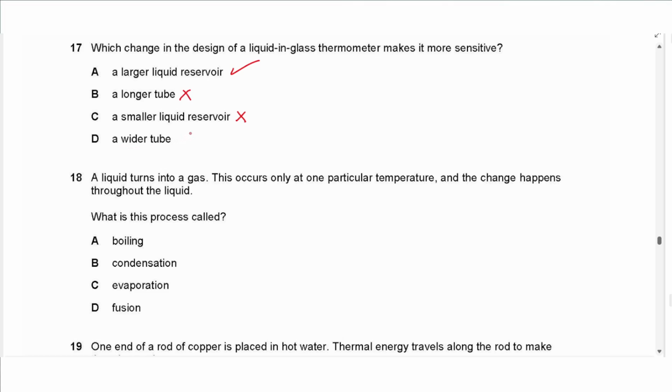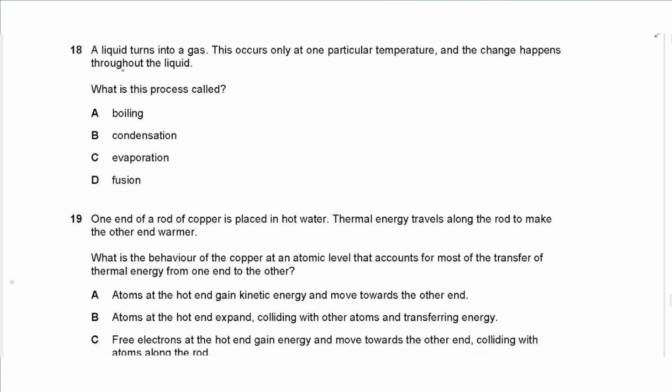A wider tube also decreases sensitivity, so the answer is A. Question 18 says a liquid turns into a gas. This occurs only at one particular temperature, and the change happens throughout the liquid. What is the process called? Boiling, condensation, evaporation, or fusion. So it is either boiling or evaporation, the change from liquid to gas. But since it is at a specific temperature and through the whole liquid, it is not evaporation, it is boiling.